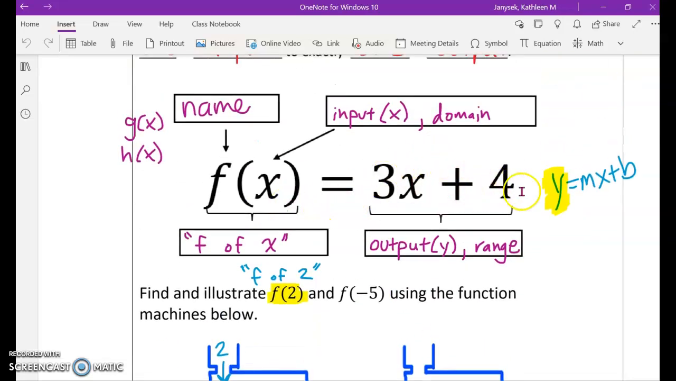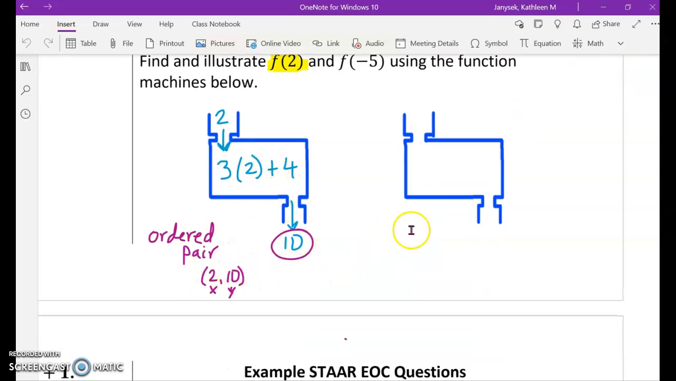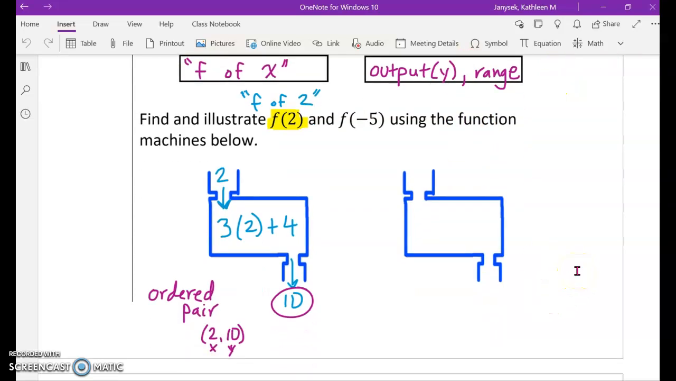If we were to actually graph this line, this is a point on that line, (2, 10). I can plug in any number, any input, and get the output that goes with it, and that point would be on that line. Okay, let's try another one.